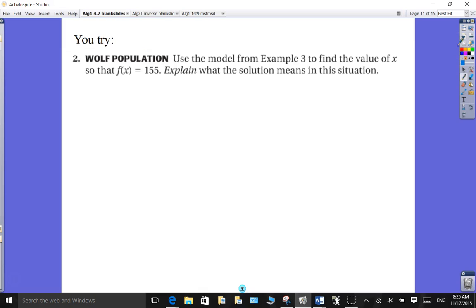So you try. Use that model from example 3. Find the value of x so that f of x equals 155. So I'll rewrite it here. F of x equals 37x plus 7. So they're saying if f of x equals 155, find x. Anybody got an x?